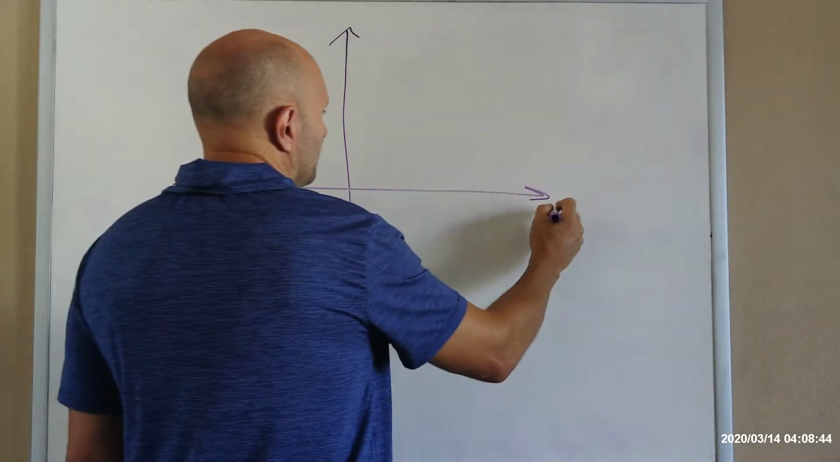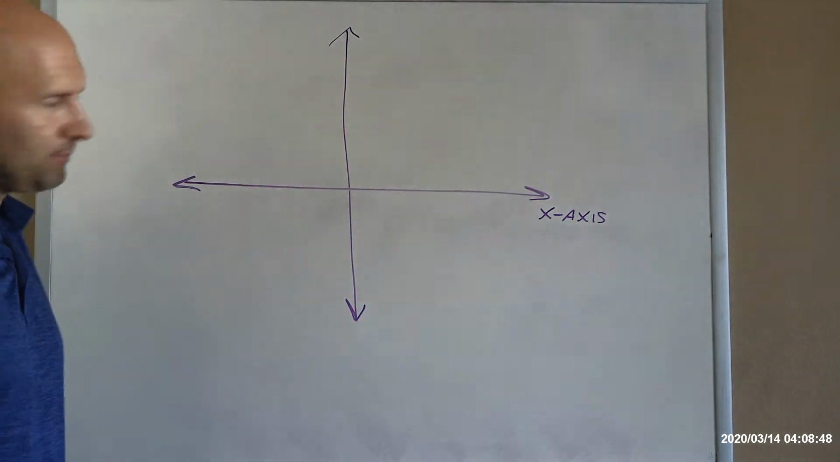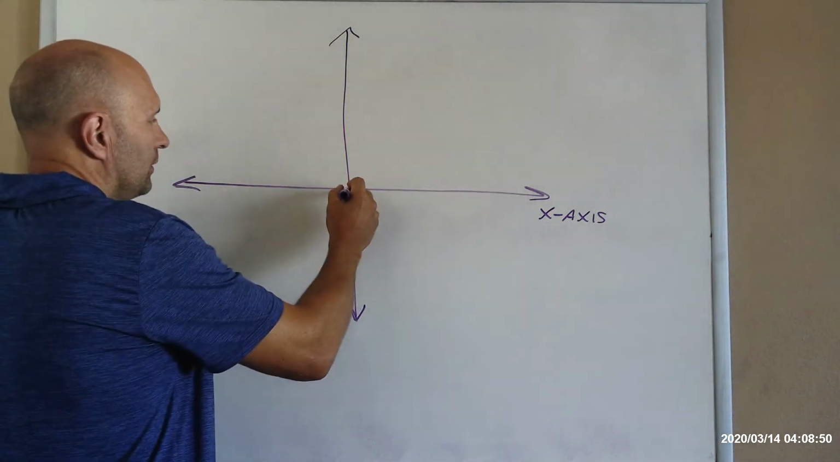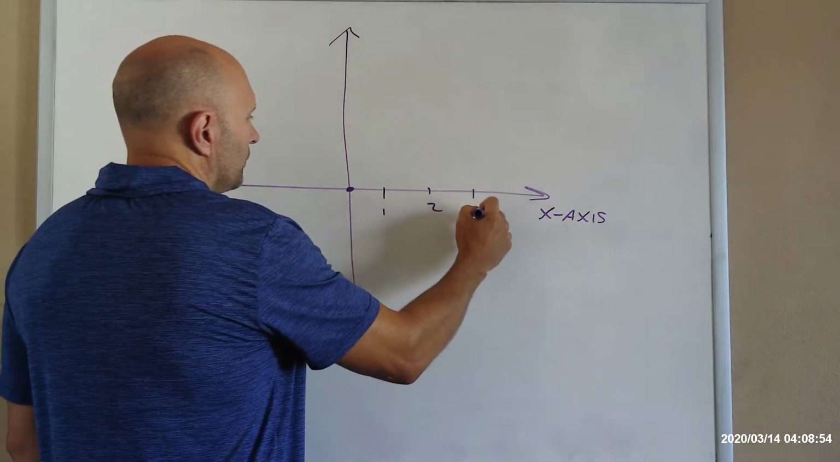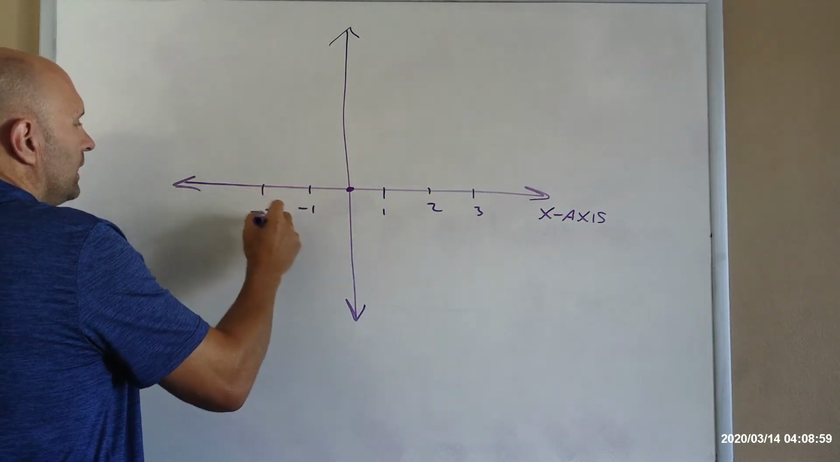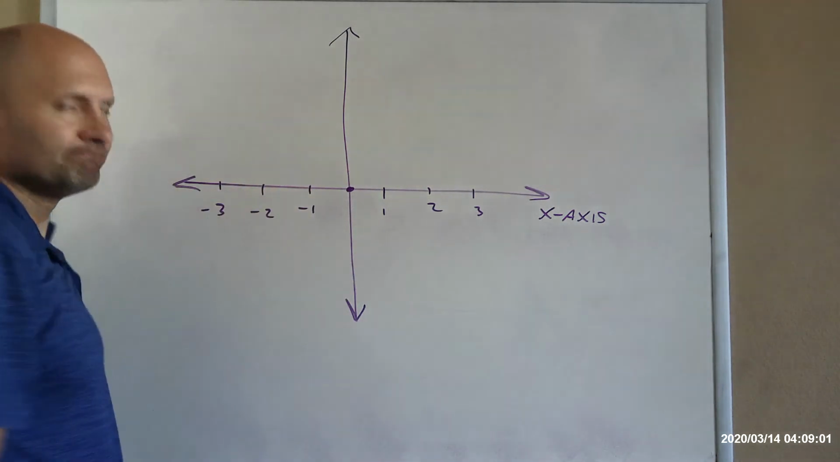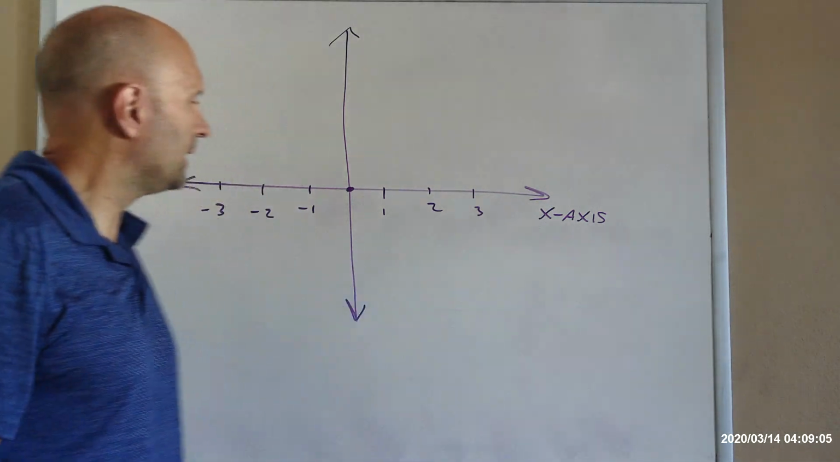So the horizontal line, that is our x-axis. And it's basically the number line. 0 where these guys cross, 1, 2, 3, etc. goes on forever. And then -1, -2, -3. Again, similar to the very first thing we talked about in video 1, our number line.